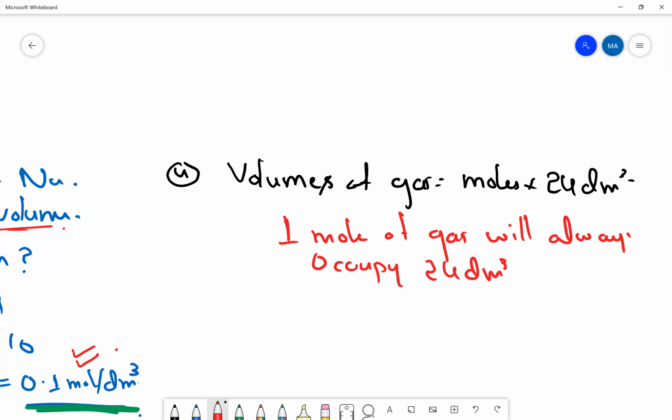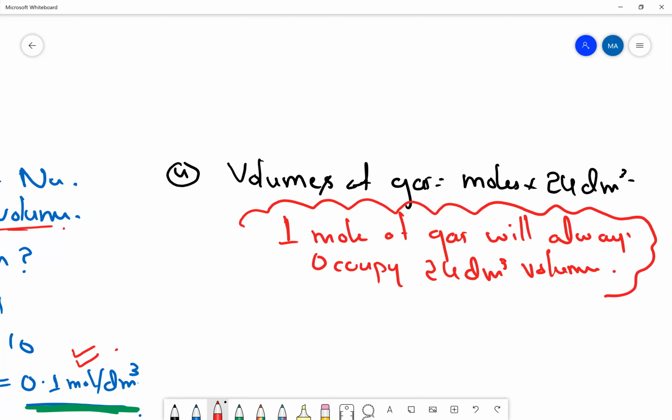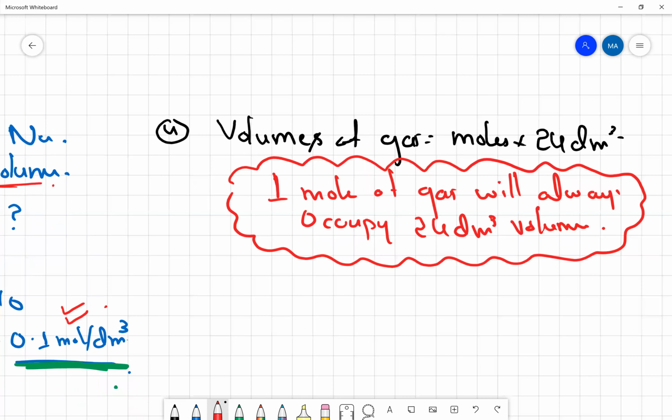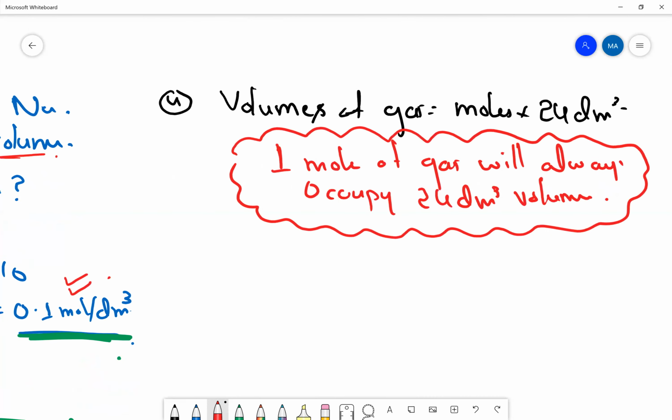This is a fact, and you might see a lot of questions based on this fact as well. A lot of MCQs in your exam paper. You will be asked to state the volume of 1 mole of gas. Any gas that exists in 1 mole quantity will always have a volume of 24 dm cube. Now, using this fact, we have established a formula here that volume of gas is equal to moles times 24 dm cube.